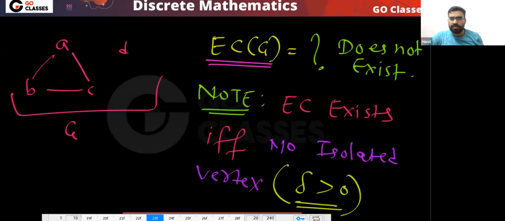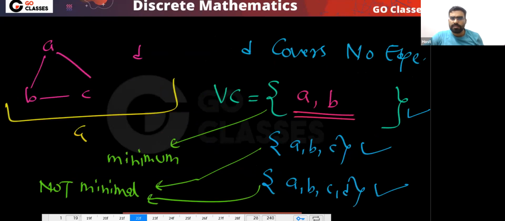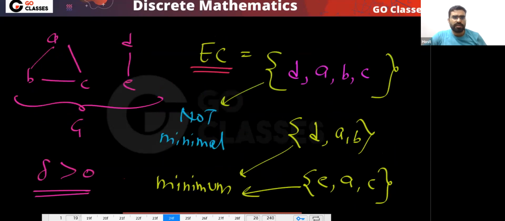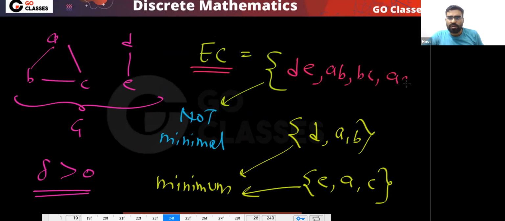Oh, sorry. So this vertex cover is fine. Okay, sorry, edge cover. Edge cover means edges. So this will be your edge cover, A, comma B. Actually, this will be your edge cover, D, comma A. What will be the edge cover? I can say A, comma B, B, comma C, A, comma C.